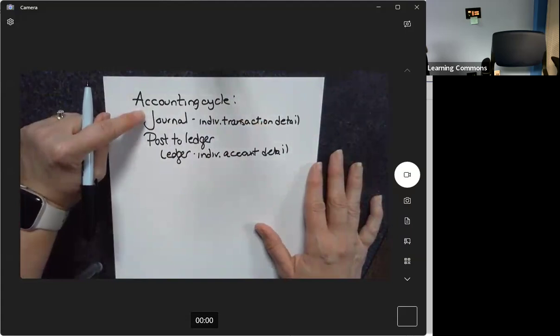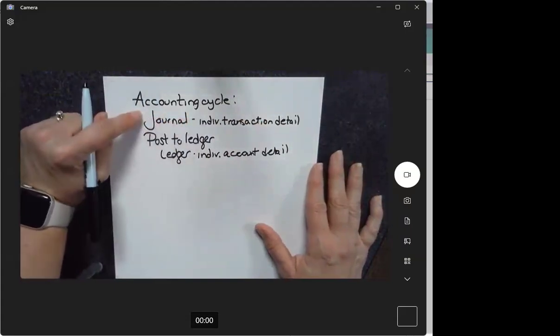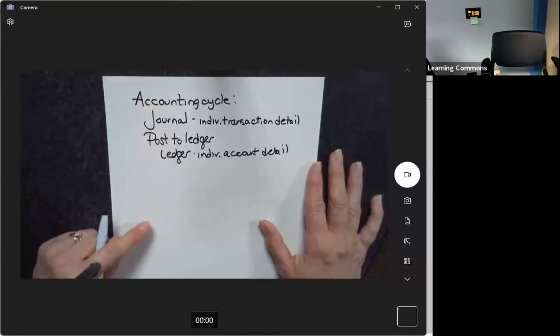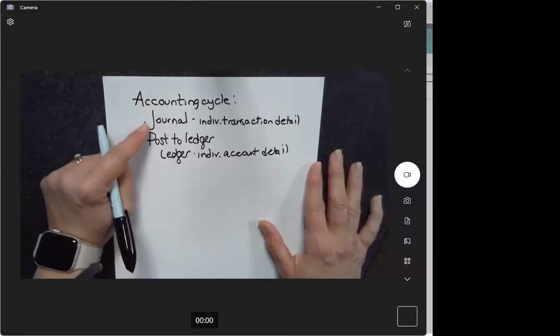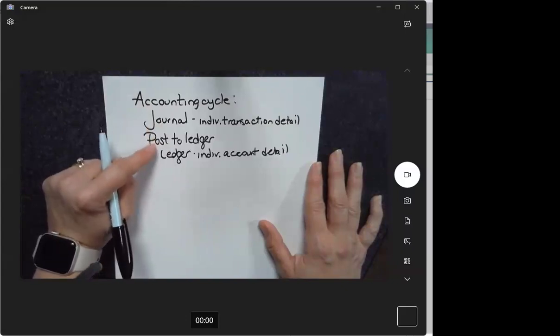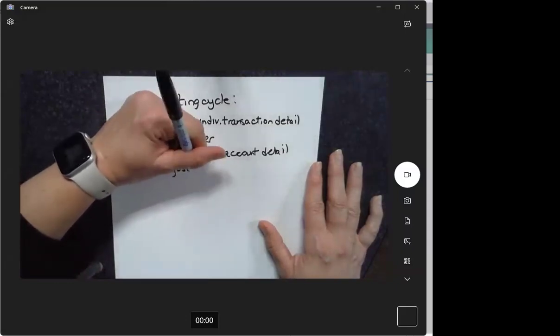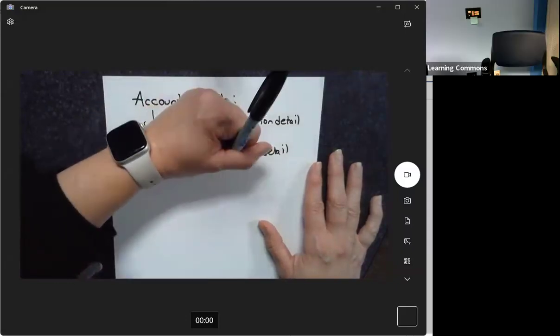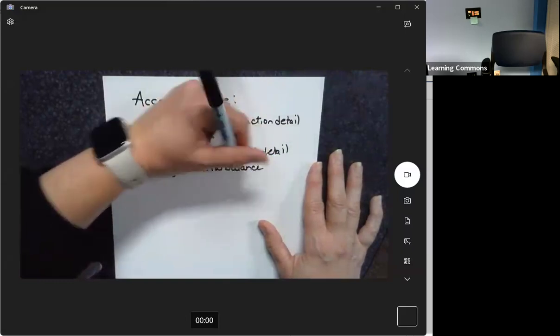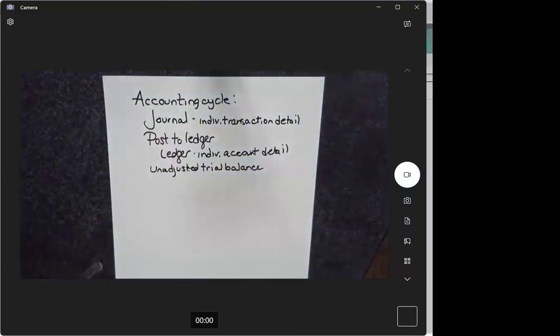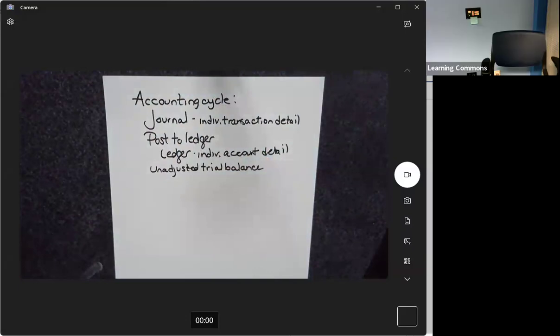Okay, so the journal was super important because getting that journal entry into the accounting system correctly leads to everything else going like it's supposed to. So we put those things in the journal, we post them to the ledger. Then the next thing is that unadjusted trial balance. Remember, that first trial balance is where we see for the first time a listing of all of our accounts with their debit or credit balances.